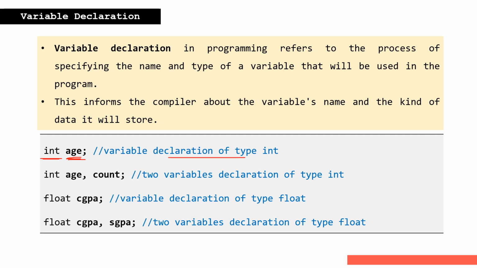The second example is declaring 2 variables in the same line, that is 2 variable declarations of type int. You can declare 2 variables in one statement. So int age comma count. So you are declaring 2 variables, age and count, of integer type. Similarly, you can declare the CGPA variable of float type. Similarly, a combined declaration of CGPA and SGPA of float type.